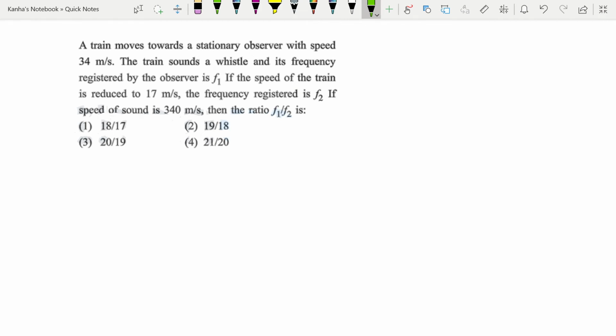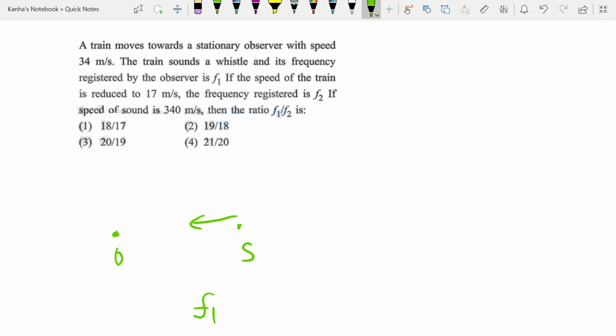The next question: a train is moving towards a stationary observer with a speed of 34 meters per second. So this is your observer, this is your train. The source is moving towards the observer. The train sounds a whistle and its frequency registered by the observer is f1. So f1 is the apparent frequency observed by the observer.